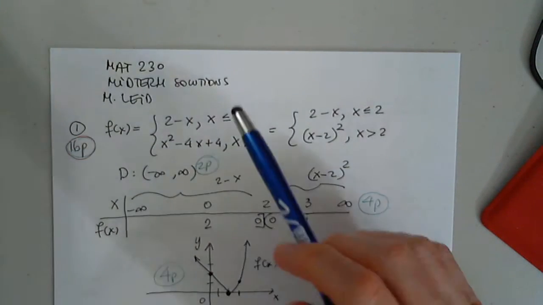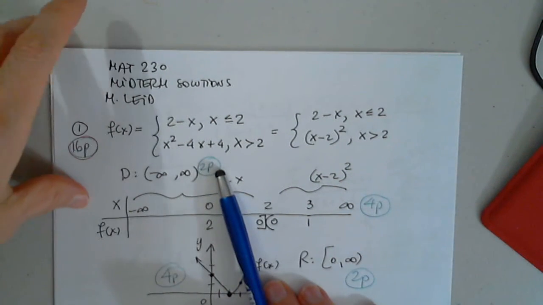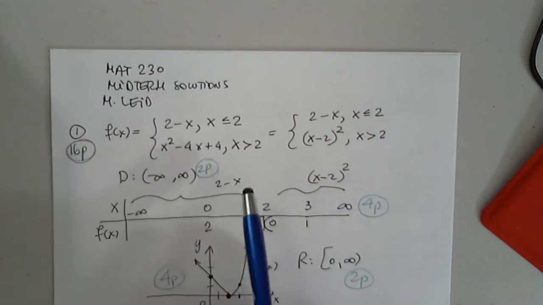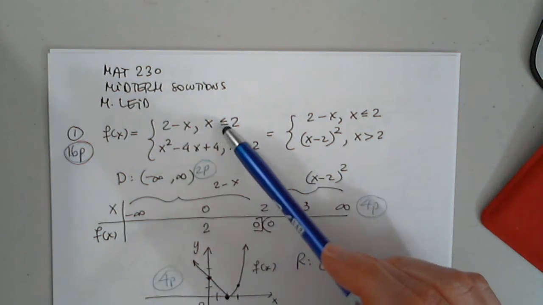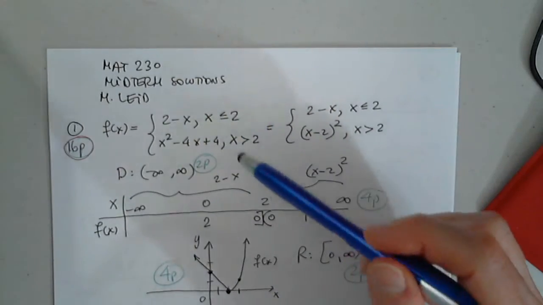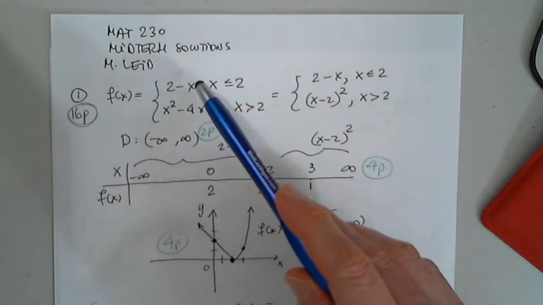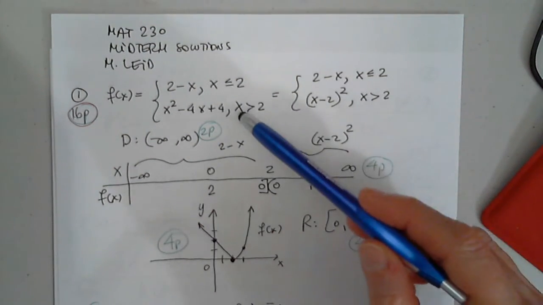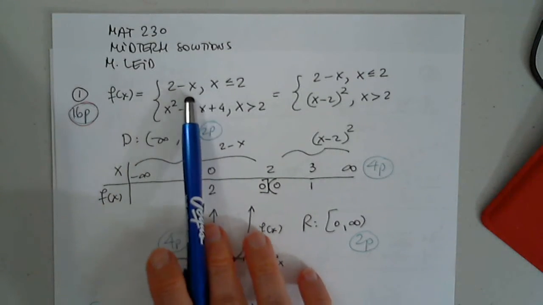So we're looking at midterm solutions for MAT230. We're asked to graph this function and discuss continuity at a point specifically. We see that the function is defined on all real numbers, to the left of 2, 2, and to the right of 2. I'm using the symbols of the bracket between negative infinity and 2, and the parenthesis for greater than 2. In this interval, I'm using 2 minus x.